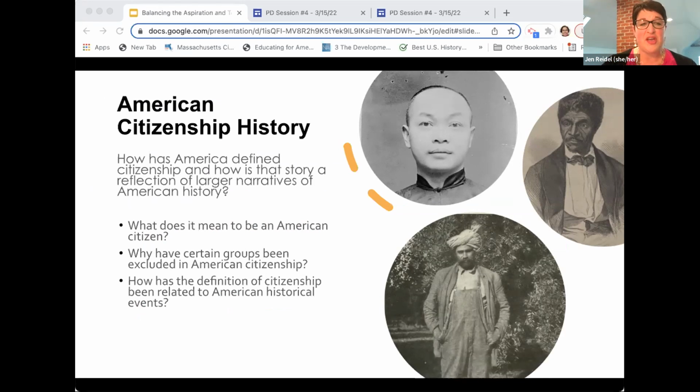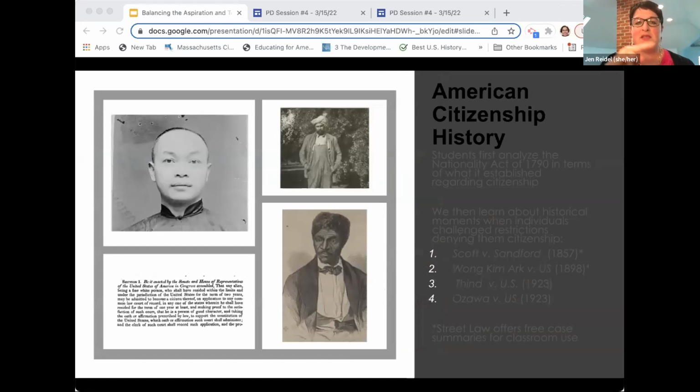What does it mean to be an American? Why have certain groups been excluded in American citizenship? And that's back to those hard histories and having those conversations with students. And then how has the definition of citizenship been related to American historical events? Because we see those are closely intertwined. What is going on inside our country and outside of our country directly impacts whether we fling open our doors or close them or somewhere in between for our immigration. I didn't realize till now how dark this is.